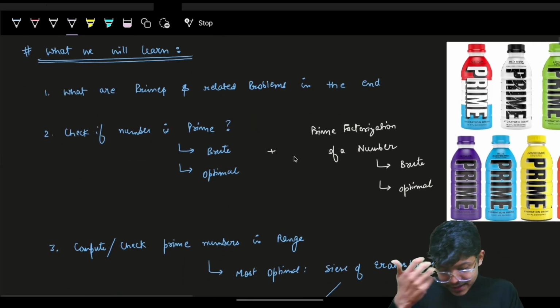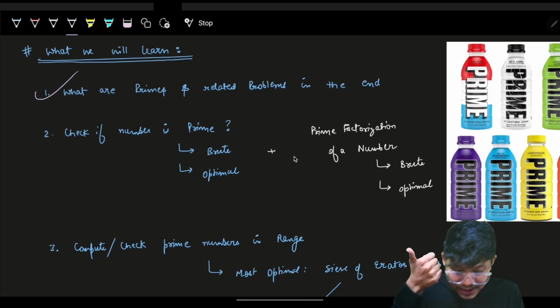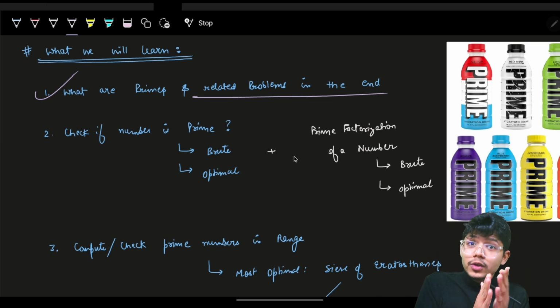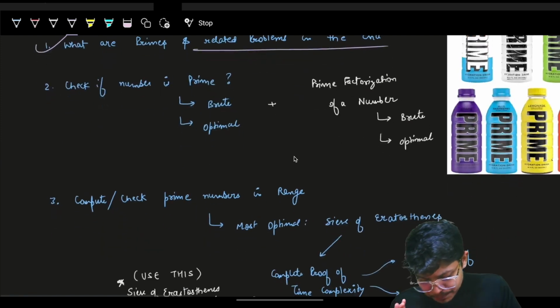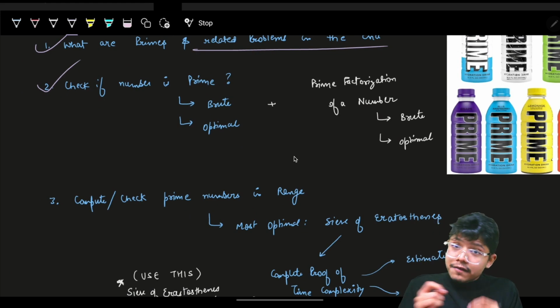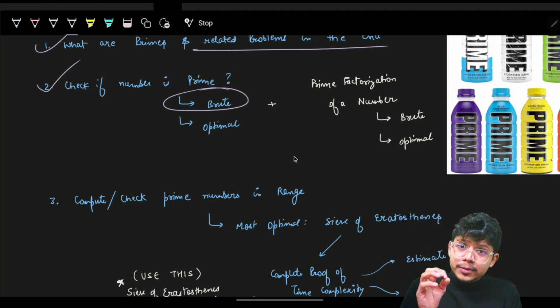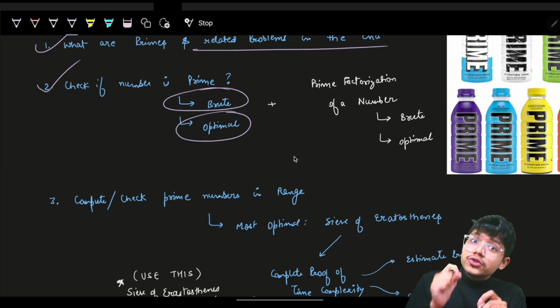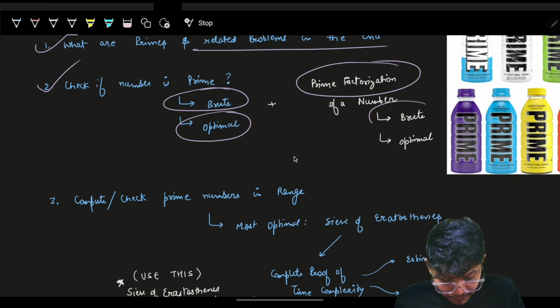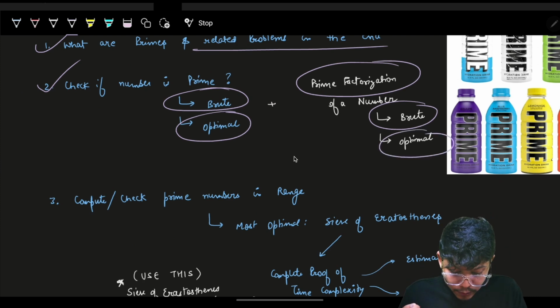In this we will discuss what prime numbers are and the problems related to prime numbers. I'll also give you the videos at the end. Then we will see how to check if a number is prime, going from the very standard brute force approach to the optimum approach. We will also see how we can find the prime factors of a number, again with the brute force approach and the optimum approach.